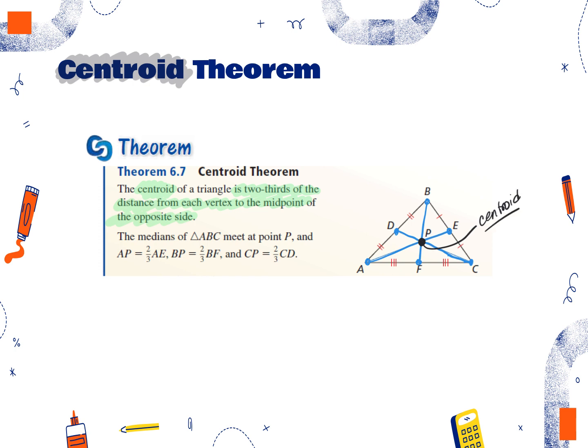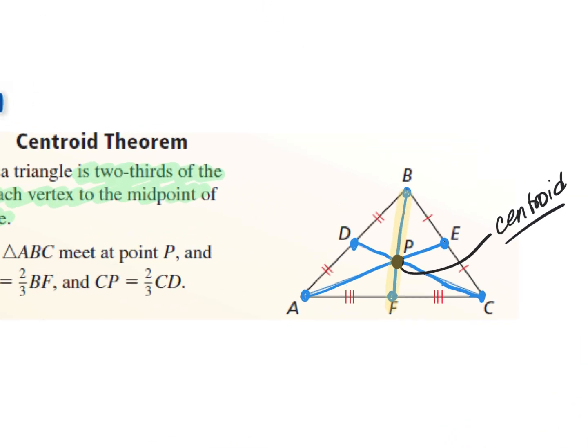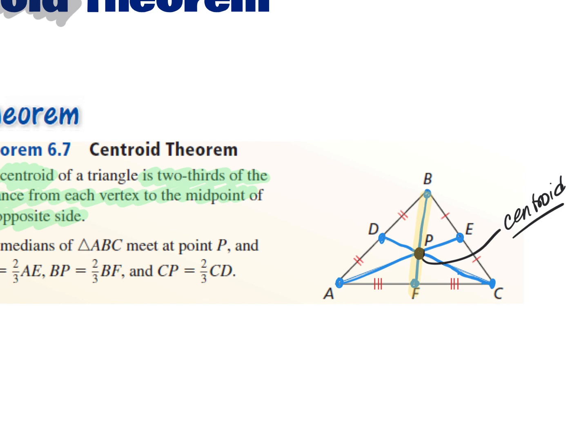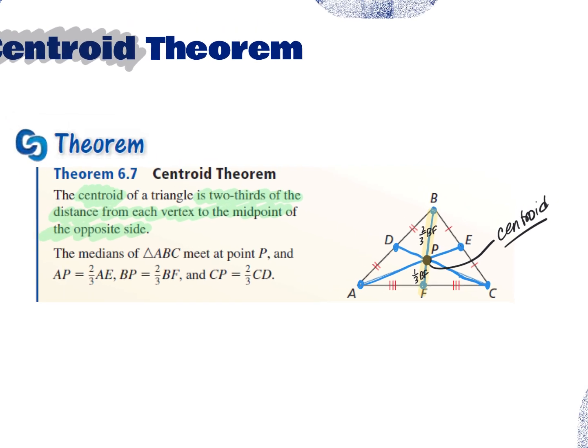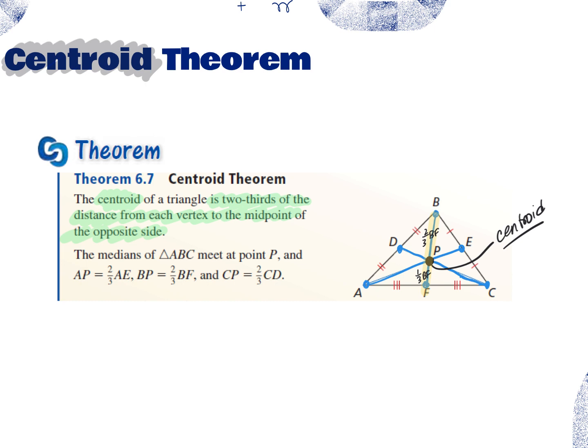Now what's interesting is that if I take these segments that I created, these medians, and take this entire median, BF, I know that 2/3 of the entire segment is going to be represented by this top piece, and 1/3 of the whole segment is going to be the bottom piece. So there's going to be a longer section and a shorter section, and you just need to know that the longer section is 2/3 of the total, and the bottom section is 1/3 of the total.